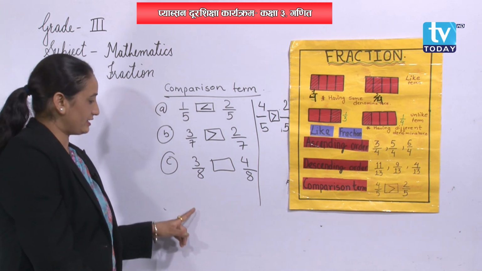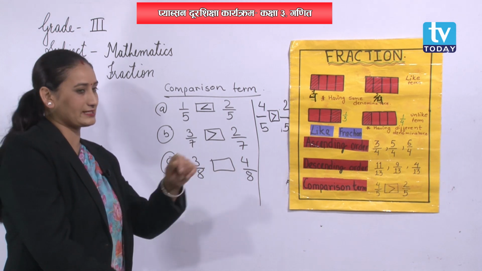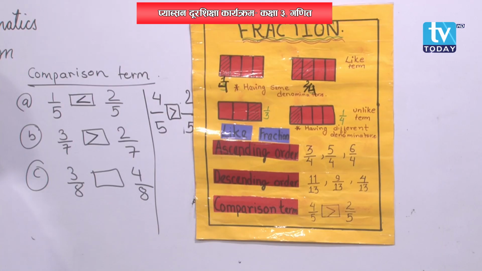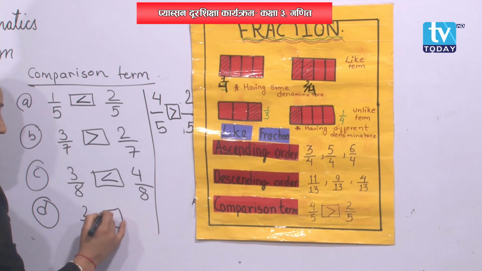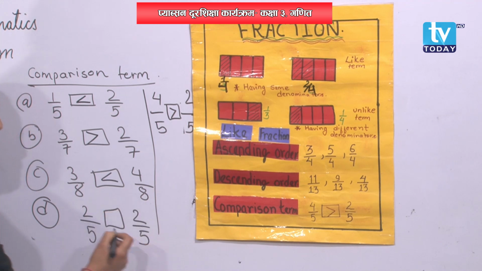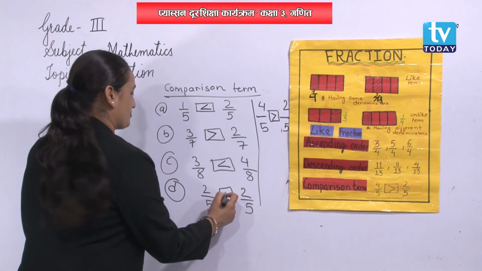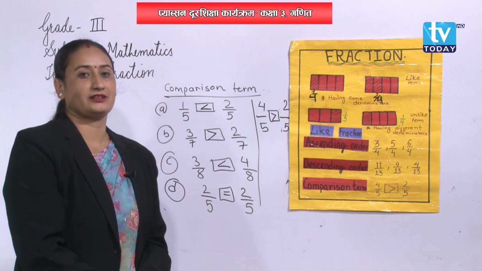Now, over here, 3 is greater or 4 is greater? Tell me. 4 is greater than 3. So, we have to put the sign towards 4. Now, if the question is like this way, 2 by 5 is greater or 2 by 5 is greater? Which one is greater? They are equal. So, put the equal sign over here.